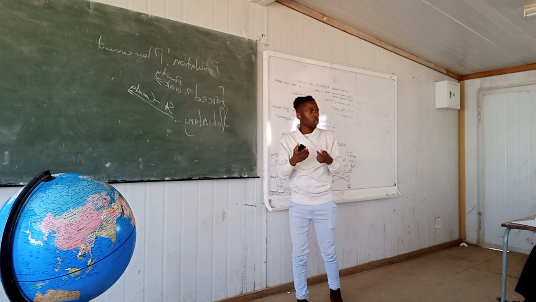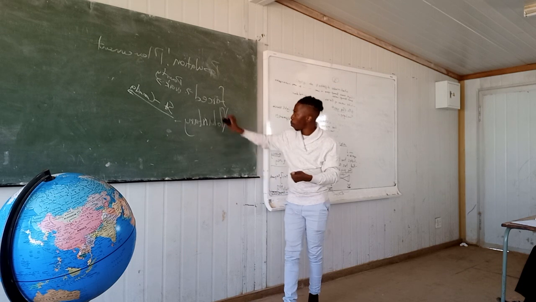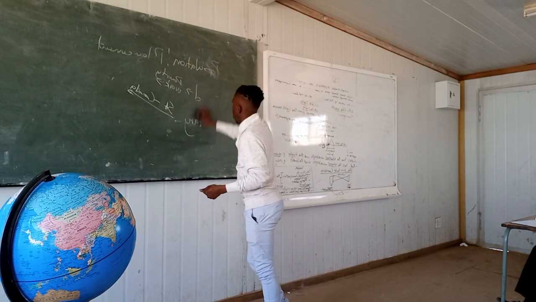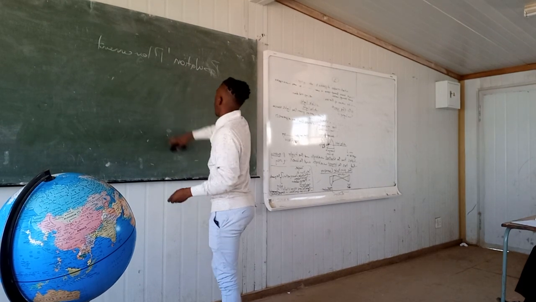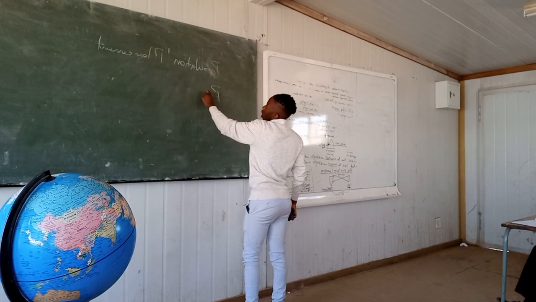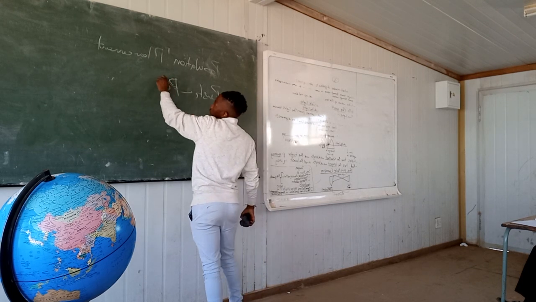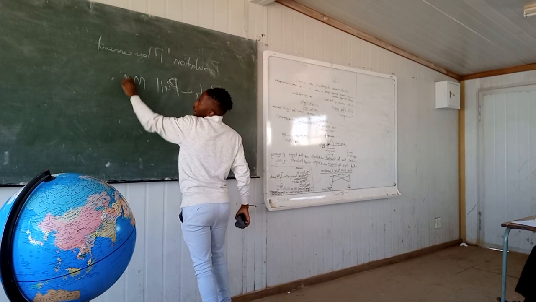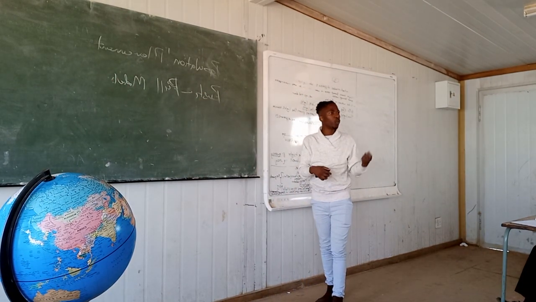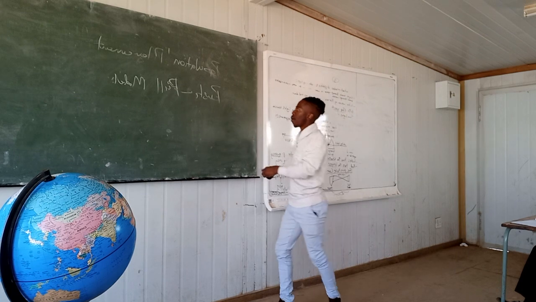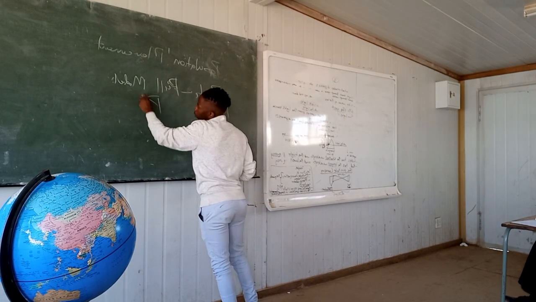Now that brings us to our push-pull factors model. This model basically gives us reasons as to why people move into places and move out of places. We have push here. We have pull.